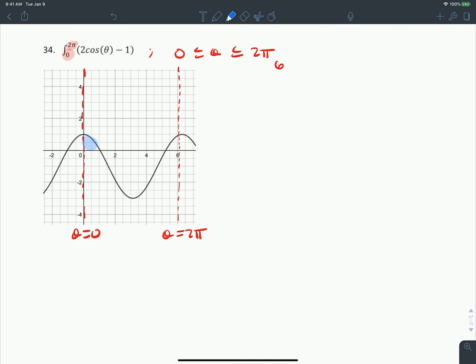In blue, we're above the x-axis. In red, we are below the x-axis. So as you guys can see, that red area outweighs the blue area. There's more red space there than blue, so this answer is going to be negative overall.